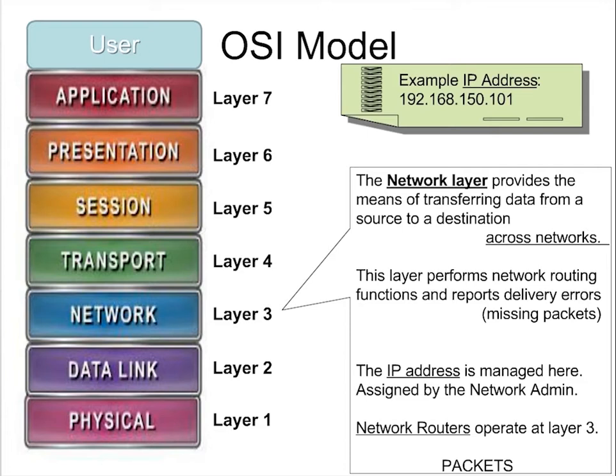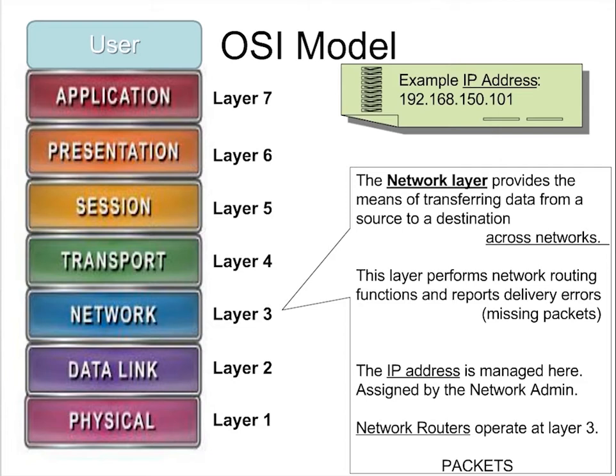This layer performs network routing functions. It's a term we should start to get our hands around, this notion of routing. It performs routing functions and it reports delivery errors, in other words, missing packets. We talked about those sequential packets. Layer 3, the network layer, transports packets. It moves packets using something called the IP address. Now that's something that should be fairly familiar to most of us. You'll see an example of an IP address there at the top in that green box.